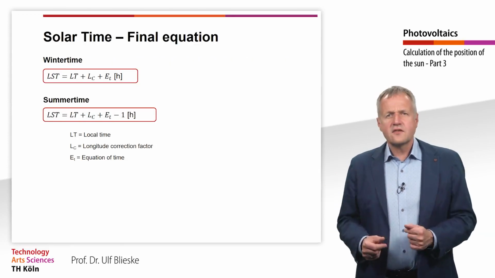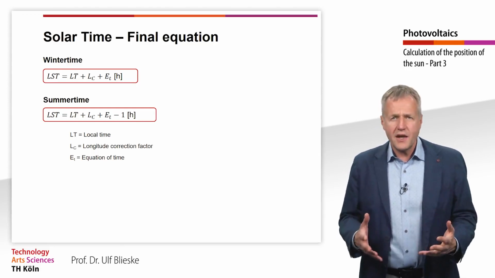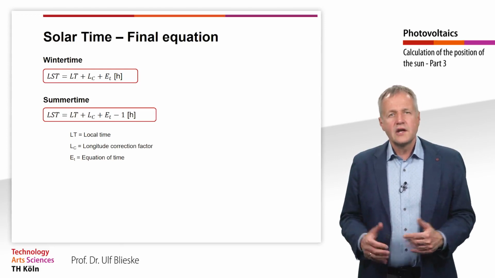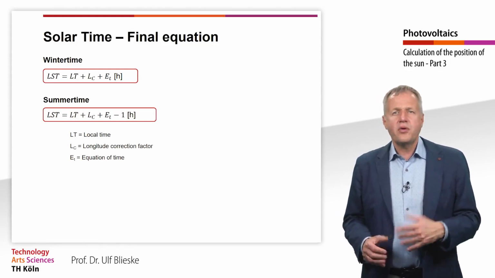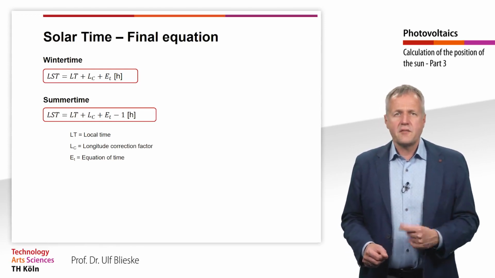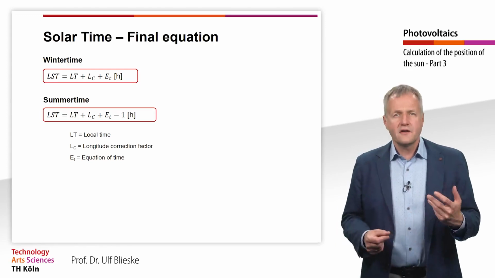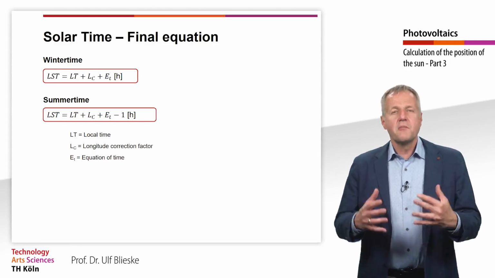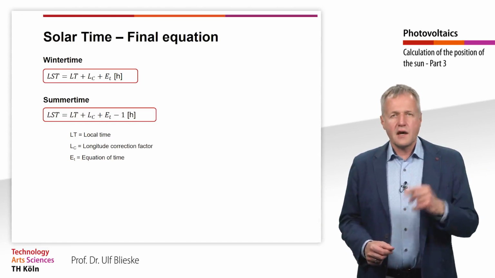This leads us to the final equation, which allows us to calculate the solar time LST from the local or clock time LT. In winter time, LST is LT plus the longitude correctional factor plus the time equation. In summertime, the solar time is the clock time plus the longitudinal correctional factor plus the time equation minus 1. Of course, all values are given in hours.